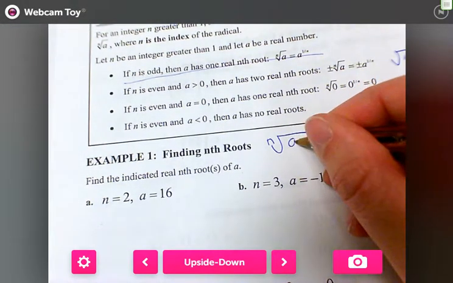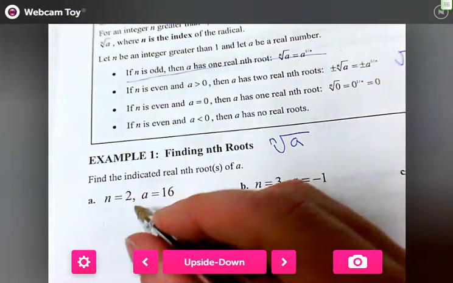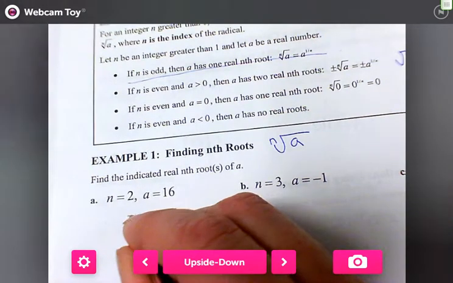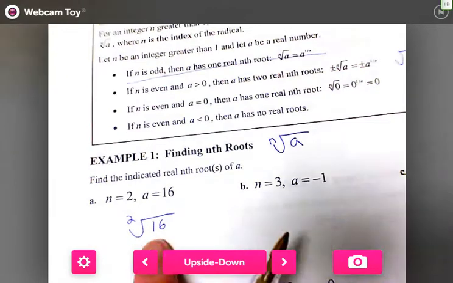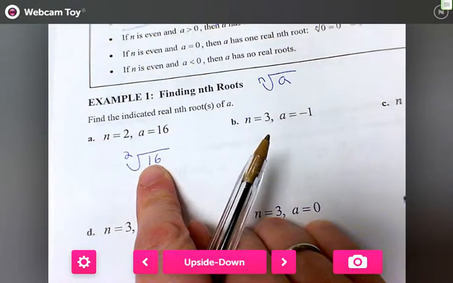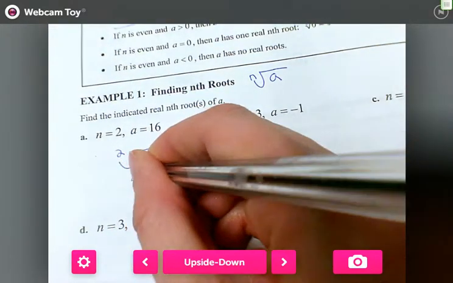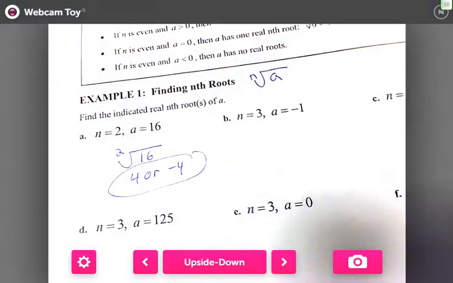A is the number inside of our radical. Okay? So if a is 16, we're going to put 16 on the inside, 2 on the outside. That means it's the square root. Okay? So what is the square root of 16? What times what gives us 16? 4. And remember, it's 4 or negative 4 is our answer. Okay? So we have two answers here. 4 or negative 4. Okay?